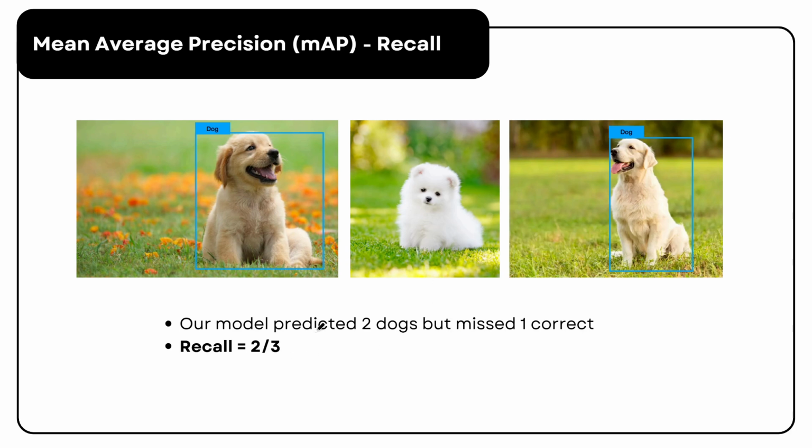So to calculate recall: recall is true positives over true positives plus false negatives. What we have here is 2 true positives, because we correctly detected two instances, plus 1 false negative. So we have 2/3 in this case. It's somewhat 67% recall.